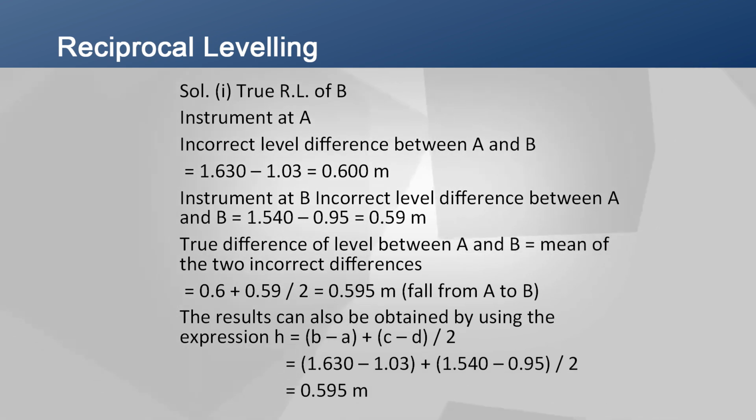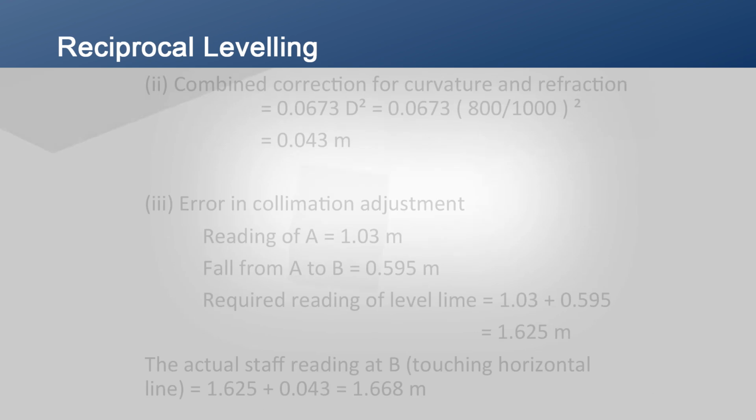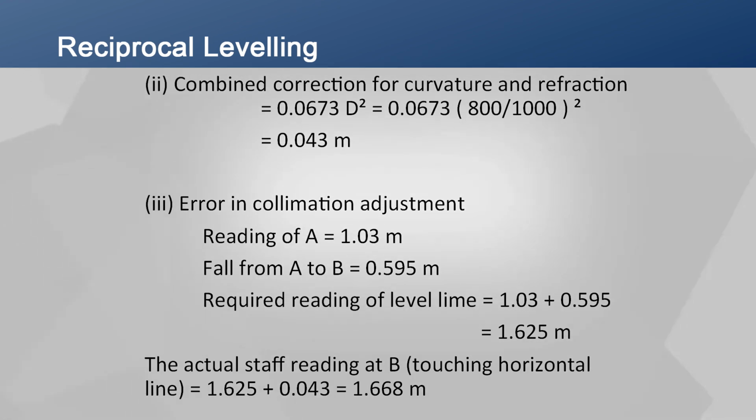The result can also be obtained by using the expression H equals (B minus A plus C minus D) upon 2, which equals (1.630 minus 1.03 plus 1.540 minus 0.95) divided by 2, which will be equal to 0.595 meter. Secondly, we will find the combined correction for curvature and refraction.